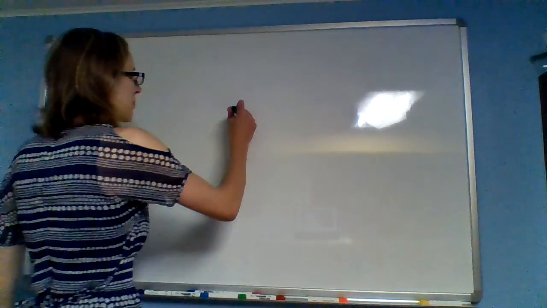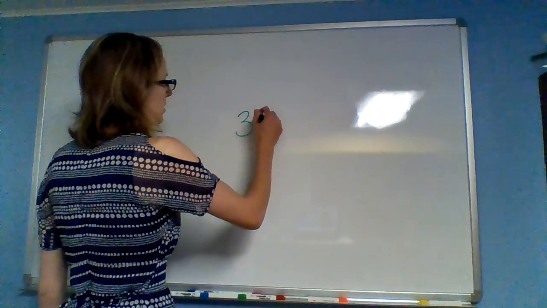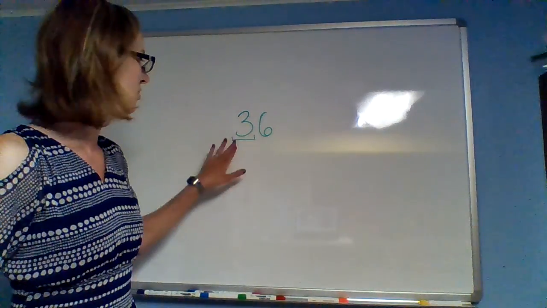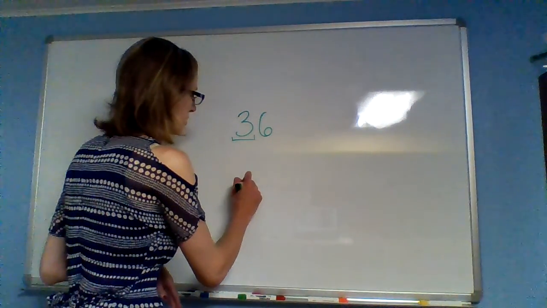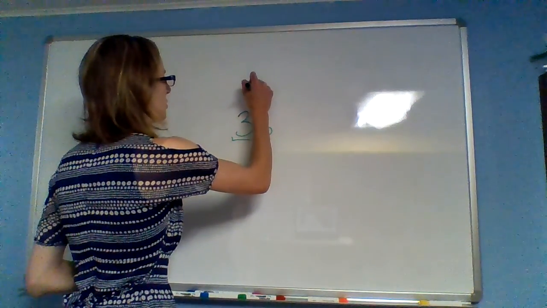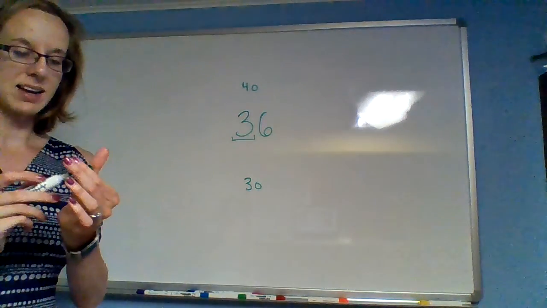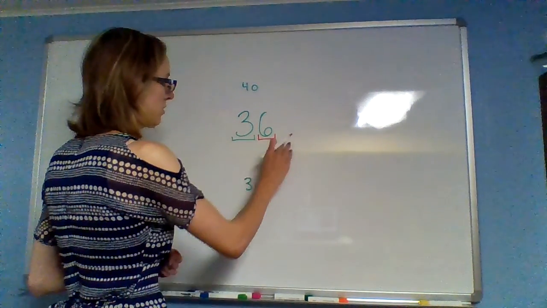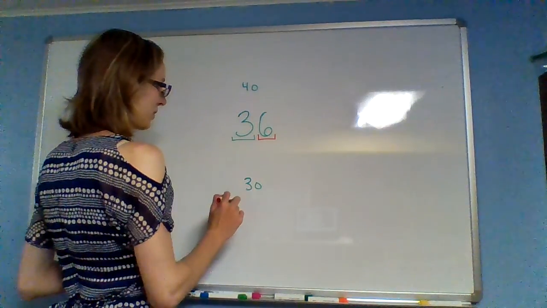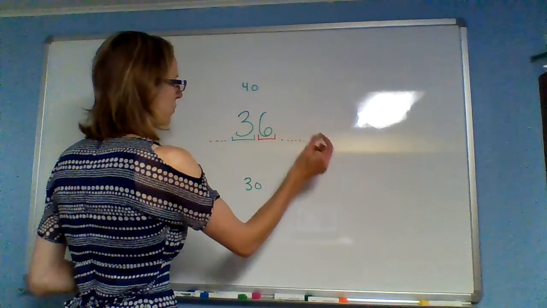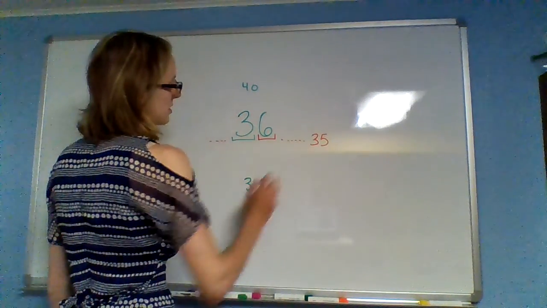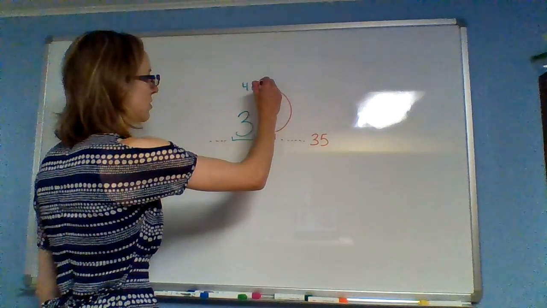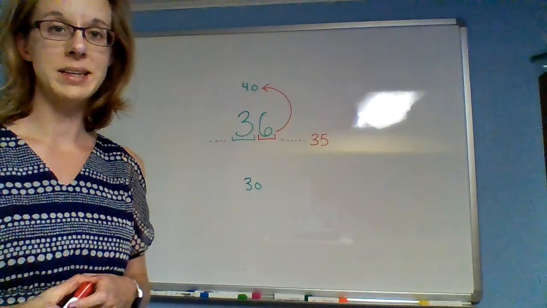Here's an easy example. If I'm thinking about 36 and I'm rounding in the tens spot, what I need to think about is if 36 is closer to 30 or closer to 40. I can make that decision by looking at the one spot and deciding if it's more than halfway or less than halfway. My halfway point between 30 and 40 is 35. So since 36 is past 35, I would round 36 up to 40.